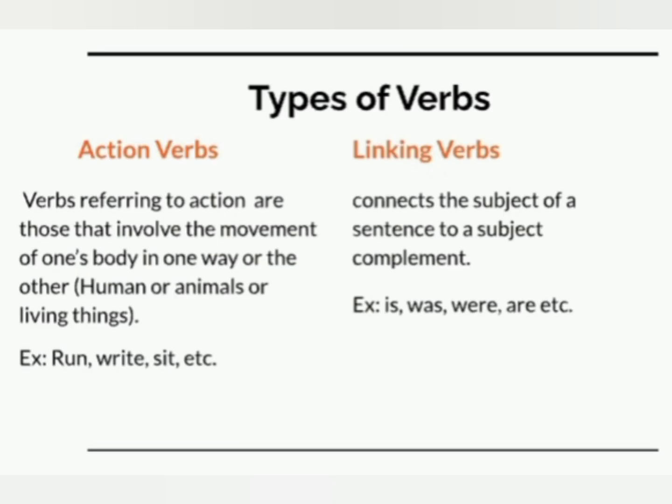First one is action verbs. Verbs referring to action are those that involve the movement of one's body in one way or the other, of a human or animal or living things. It describes the action of a particular person or a particular animal or a bird or living things. For example, he runs fast. Run, write, sit. These are examples of action verbs.